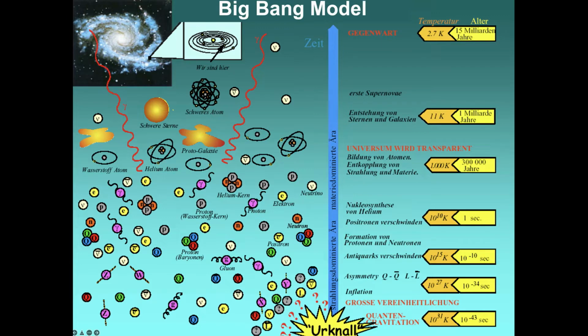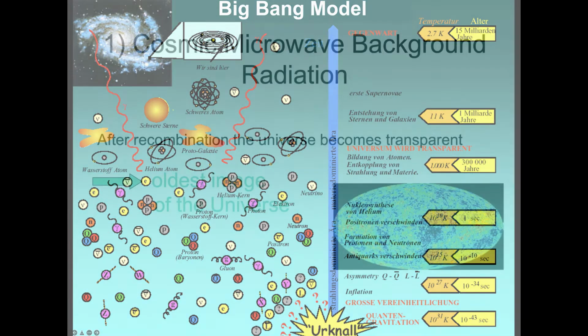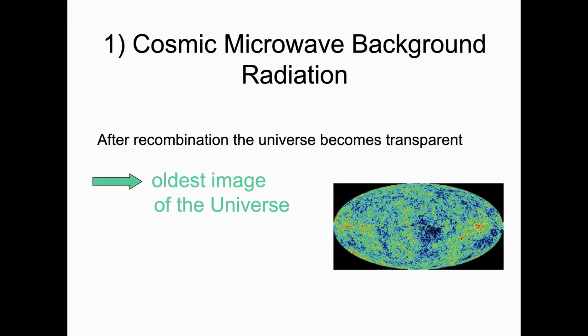They come from all sides, and that is what we call the cosmic microwave background radiation. Microwave, because the energy has decreased so far now that it is in the microwave wavelength.